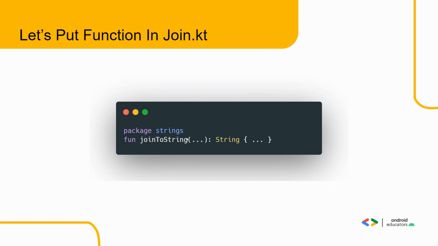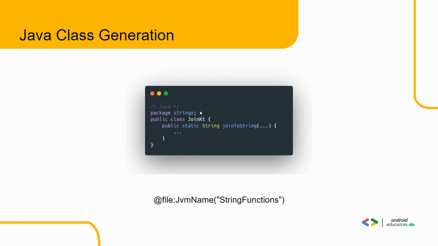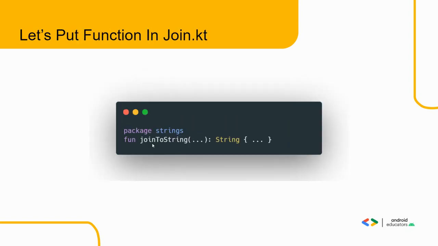Let's understand this. You have this joinToString method that I showed you one or two slides ago, and this is what it will generate in Kotlin. I created this joinToString in a join.kt file. I've used join.kt as the file name for the Kotlin file, and .kt is the extension for Kotlin files.